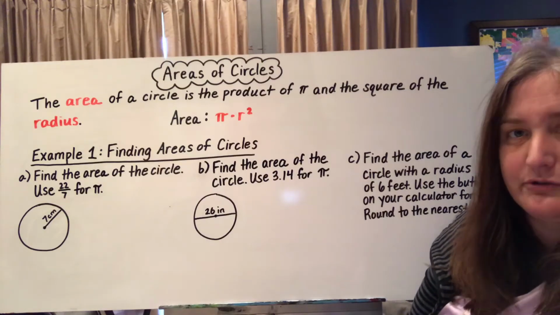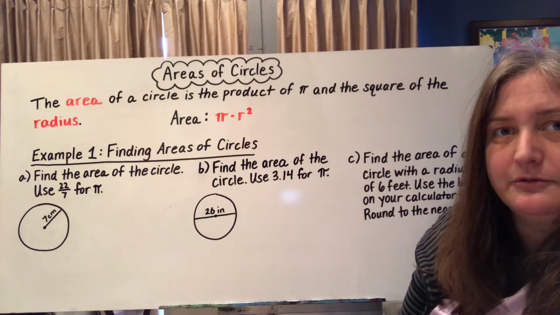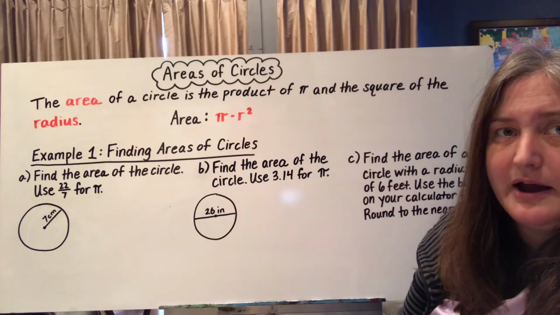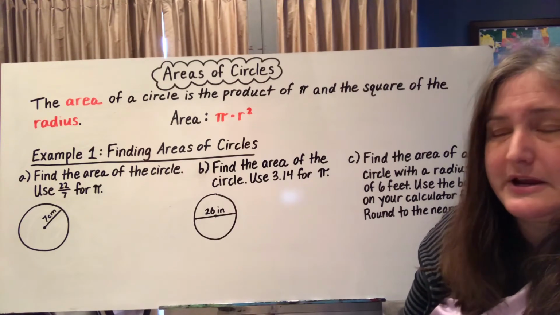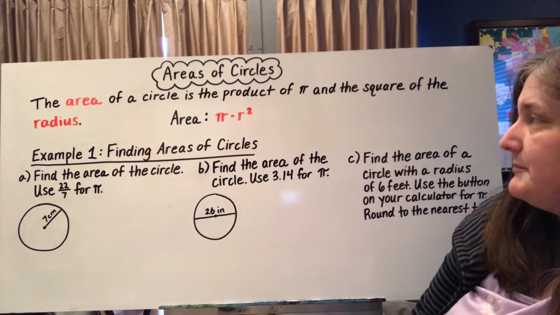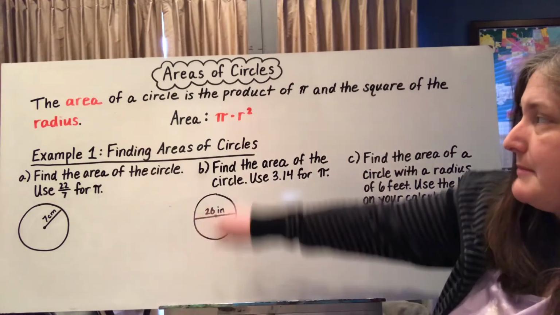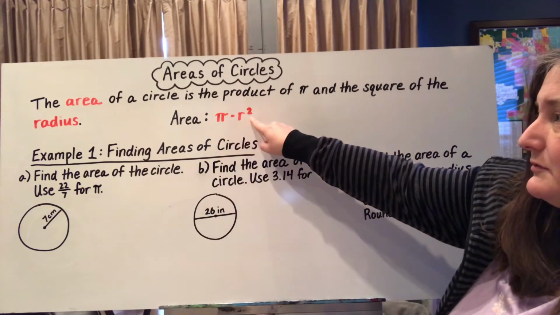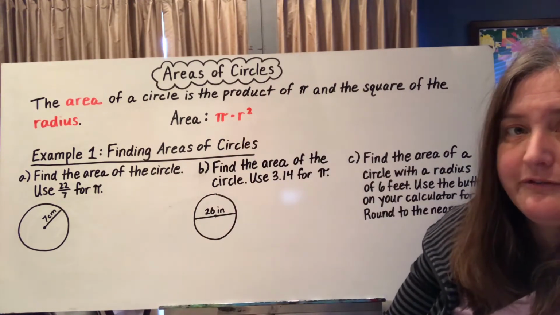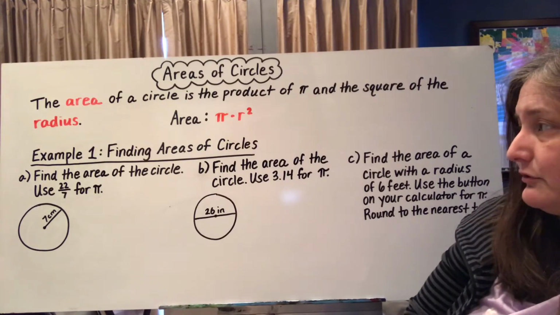This is areas of circles. The area of a circle is the product of pi and the square of the radius. So for our formula for area of a circle, we can write pi times radius squared. So let's try to find the area of some of these circles.